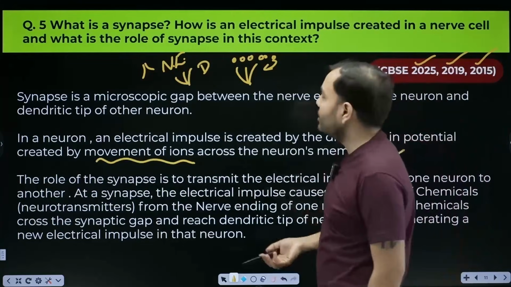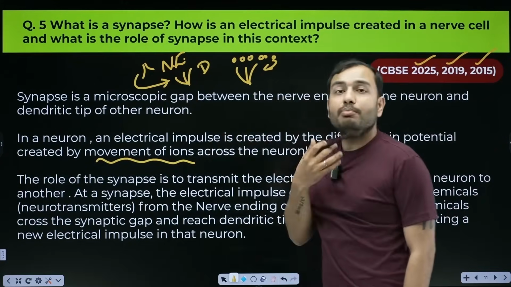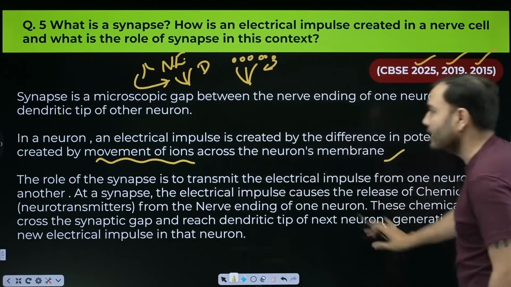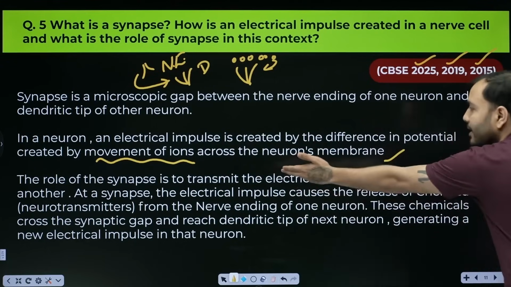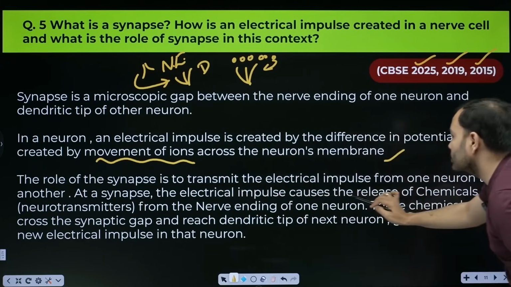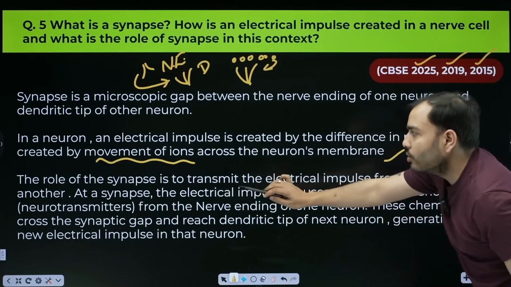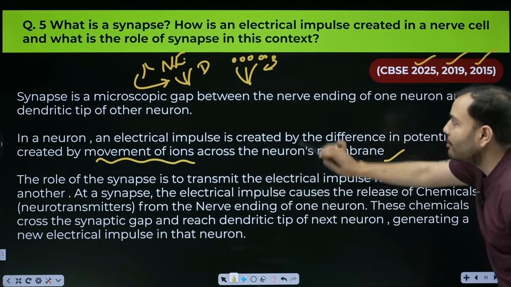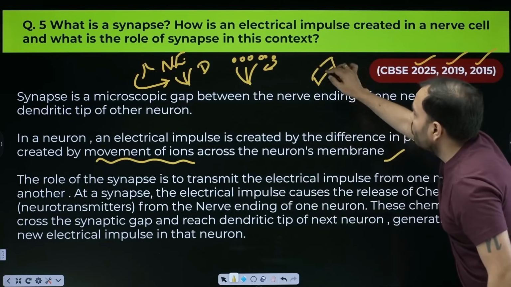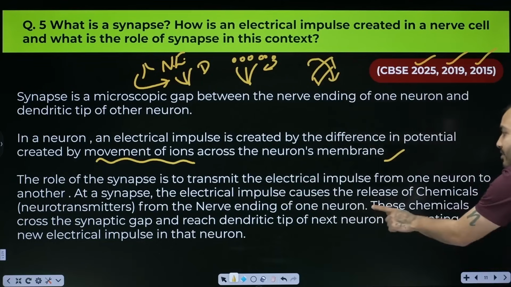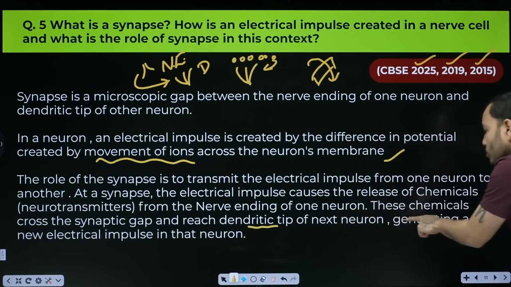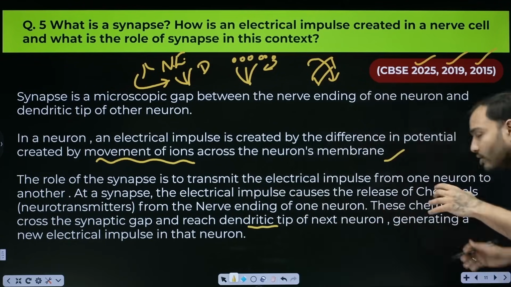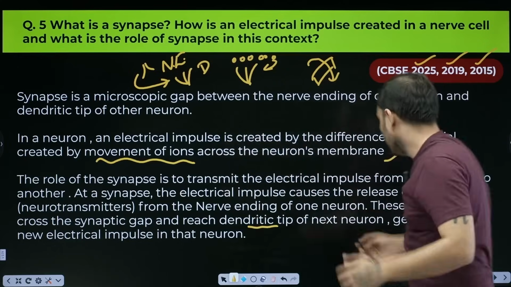What is the role of the synapse in this context? The synapse has only one job: to transmit the impulse, to make it jump from one neuron to another. How does it do this? The same old story is written. At the synapse, the electric impulse causes the release of chemicals, neurotransmitters, from the nerve ending of one neuron. These chemicals cross the synaptic gap, they cross this gap. Then what happens? They reach the dendritic tip of the next neuron, generating a new electric impulse. Say, are you understanding wholesomely? Very good. So just like this, the signal goes forward.